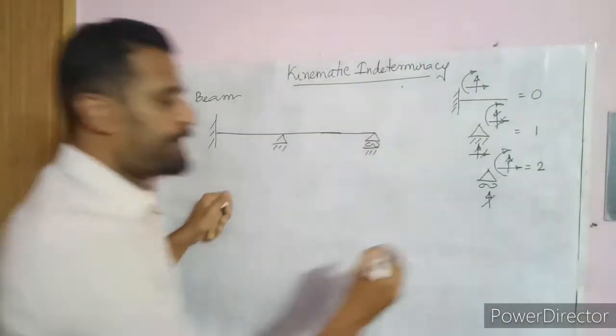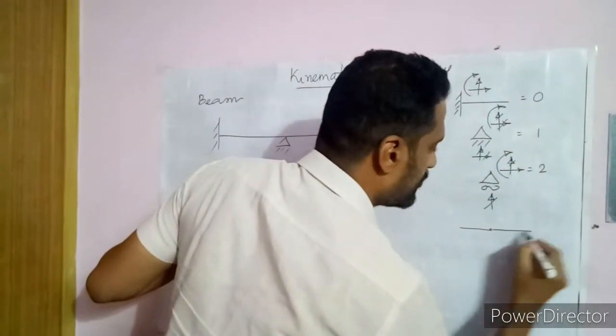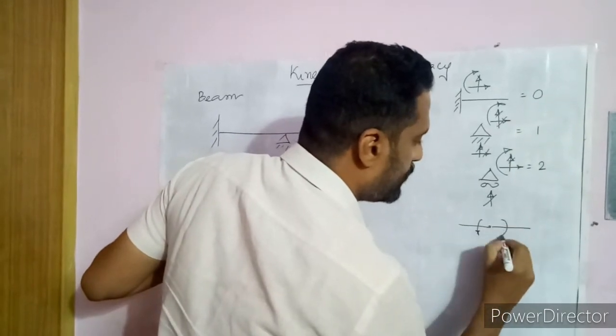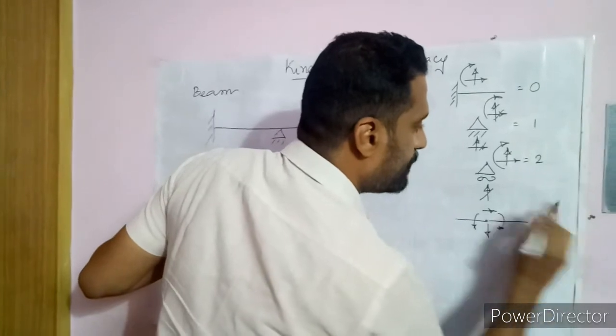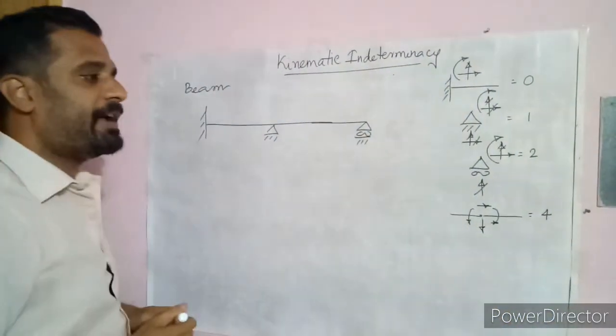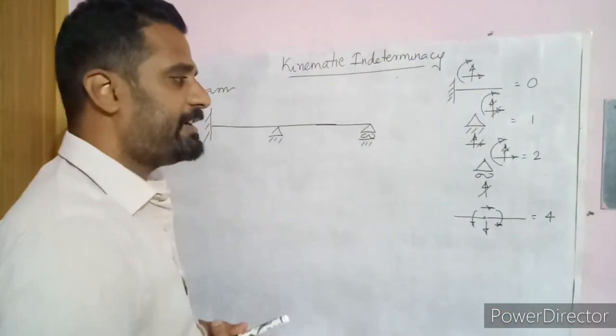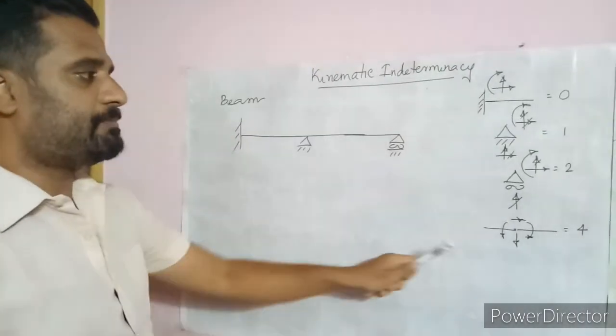Now for an internal hinge, there will be two different moments and two different displacements, so it can be directly taken as 4. It won't be compared with the standard deformation. It's directly taken as 4. We need to keep this in mind.